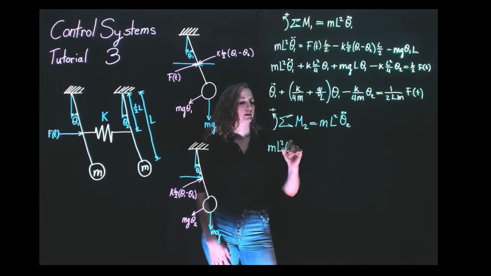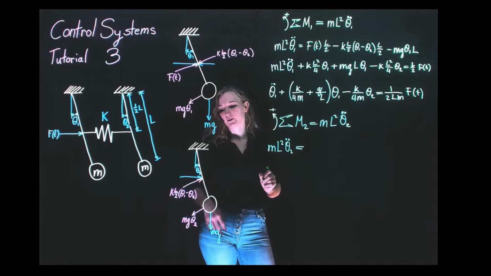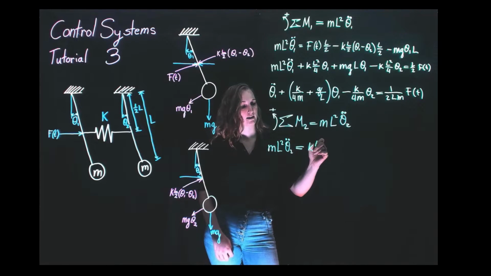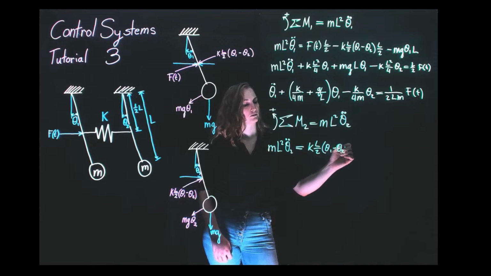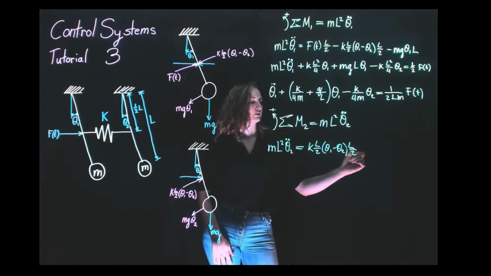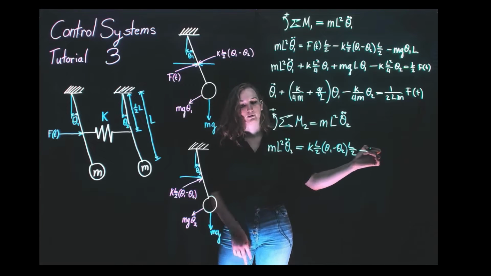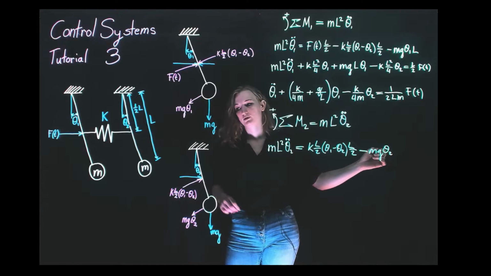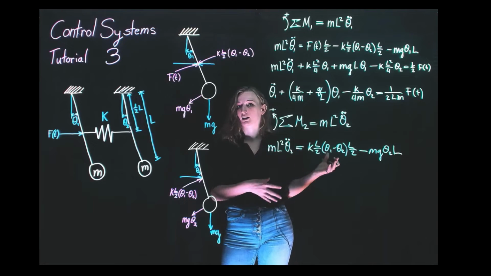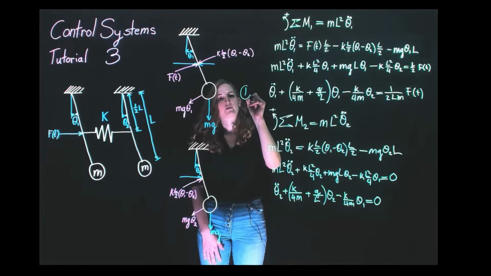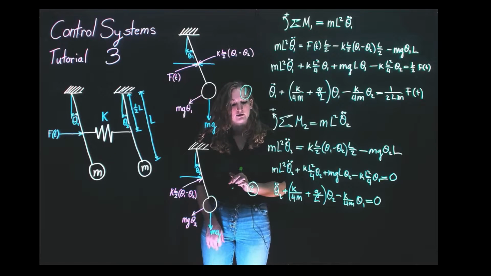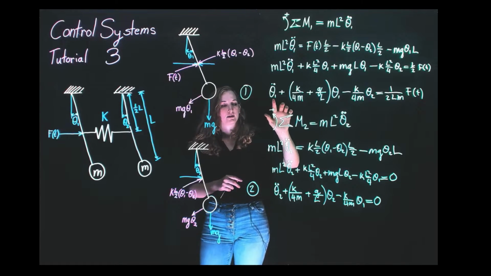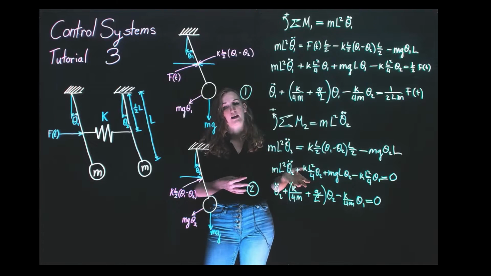So we have m L squared theta 2 double dot equal to, and we have a force here that's going to create that counterclockwise moment, so that's positive, which is k L over 2 theta 1 minus theta 2 times this distance, which we know is L over 2. And then we have to subtract a gravitational component. Again, it's really similar to what we had last time, but in this case we get mg theta 2 times that entire distance, which is L. And just like last time, we want to rearrange this. We have our first equation up here and our second equation down here. The question asked for the transfer function between the output theta 1s and our input f of s.